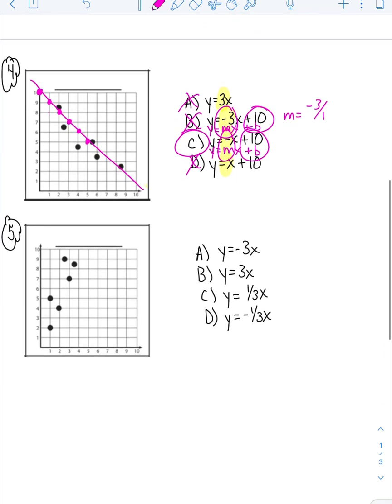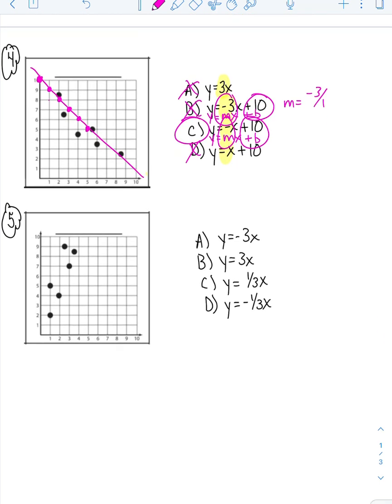And last but not least, let's look at number 5. So I notice these dots go up. So that means it has a positive relationship. So I want to check all my slopes and eliminate what I can. So it looks to me like A and D have negative slopes. So those are out because they have the wrong sign on the slope. Now I need to test B and C.